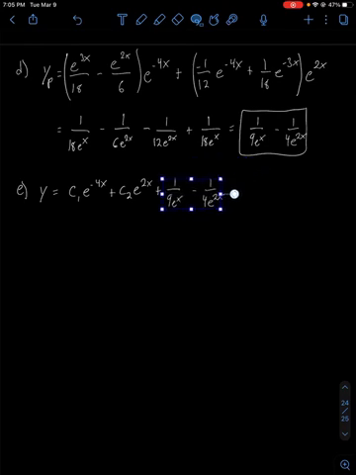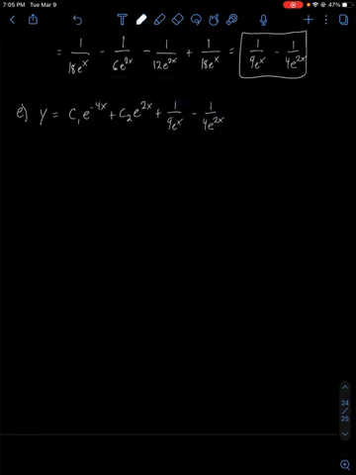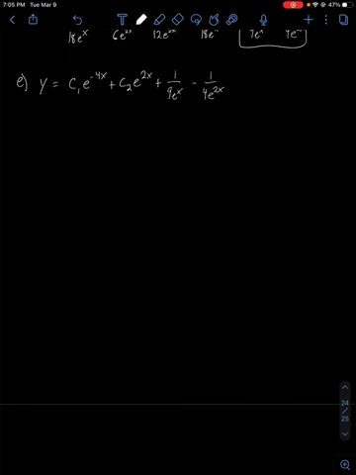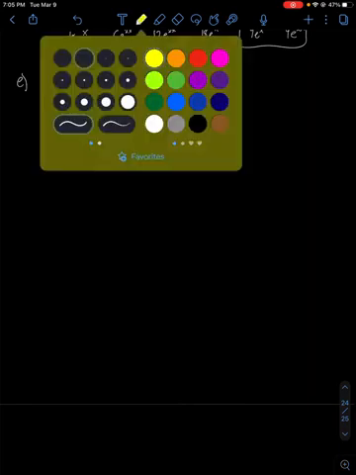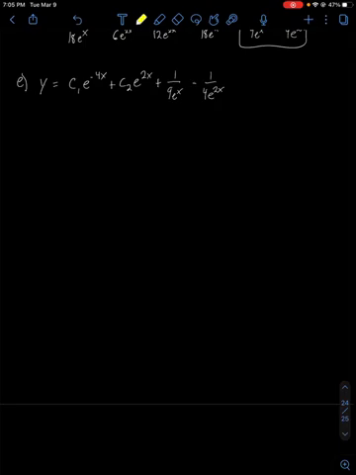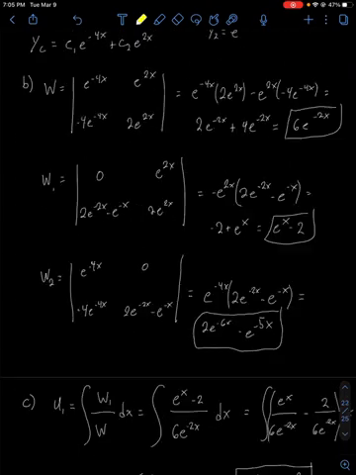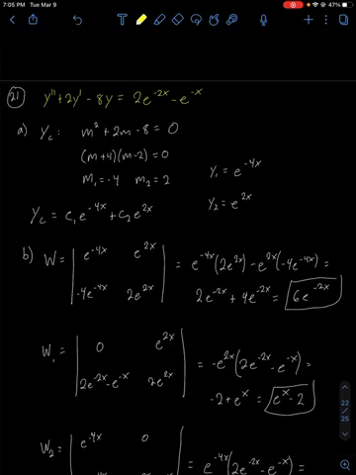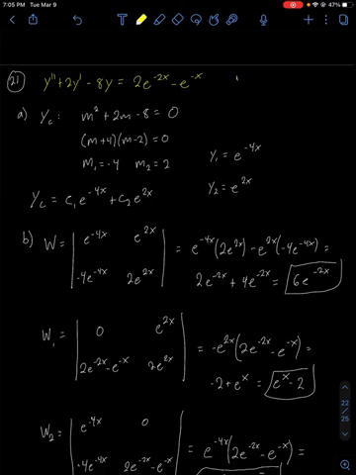Duplicate, bring down, and that is the general solution. But now we have to plug in the initial conditions. I didn't even include the initial conditions up at the beginning here. I was simply focused on writing everything down. The initial conditions are y of 0 equals 1 and y prime of 0 equals 0.